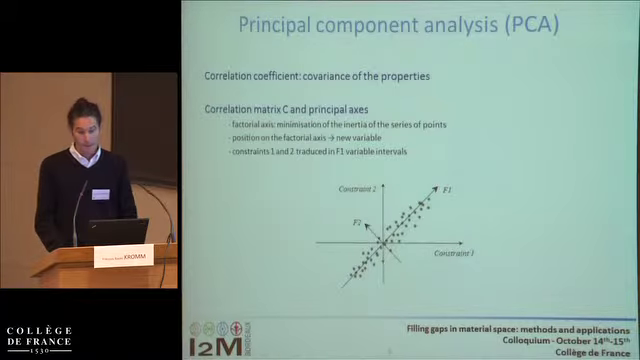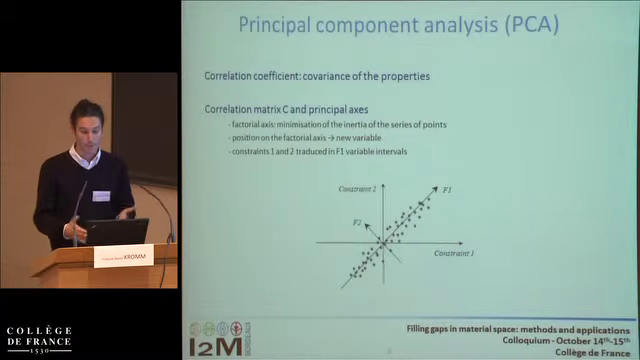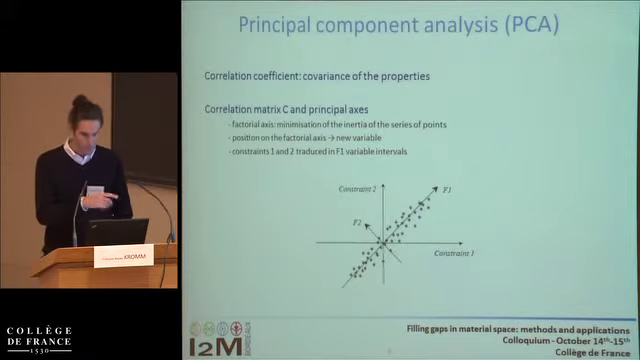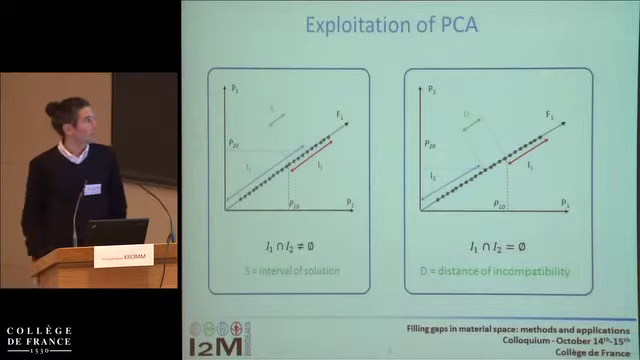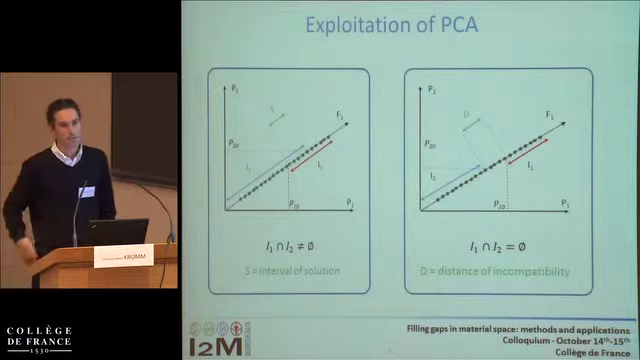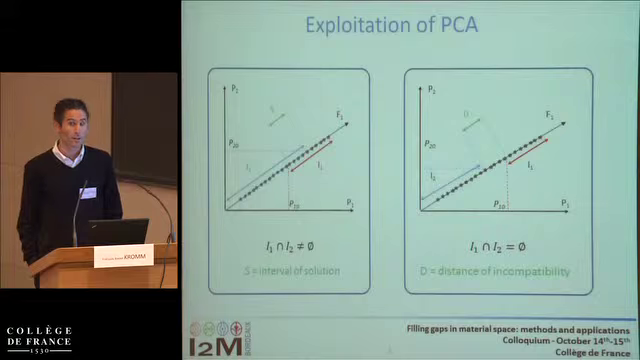So the interest of this method is that now, using this, we can describe a material thanks to its position on this factorial axis. So we have only one property to compare for different constraints, as shown on the graphic at the bottom. This is quite simplified, but all the materials are characterized by their position on the axis.